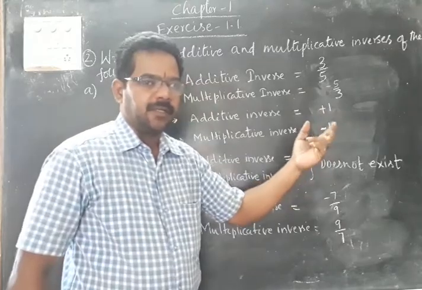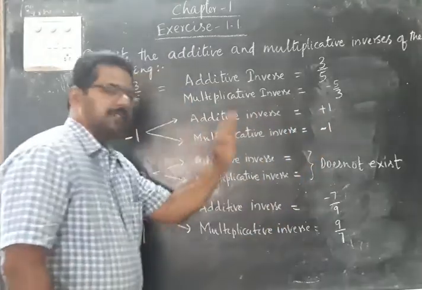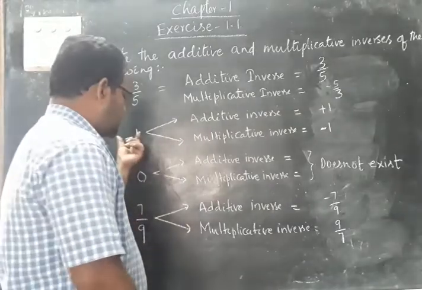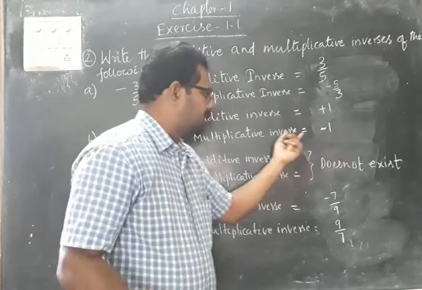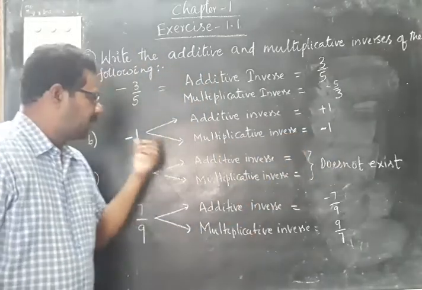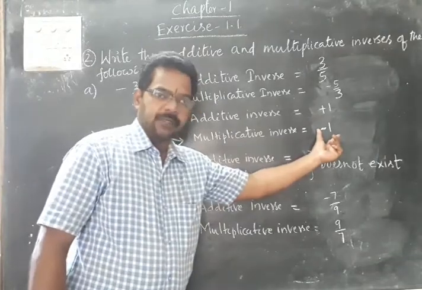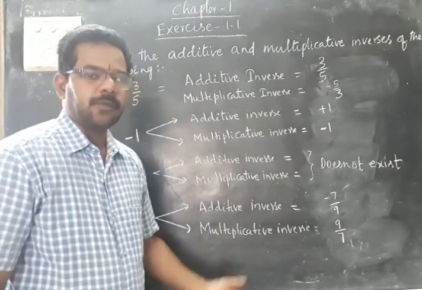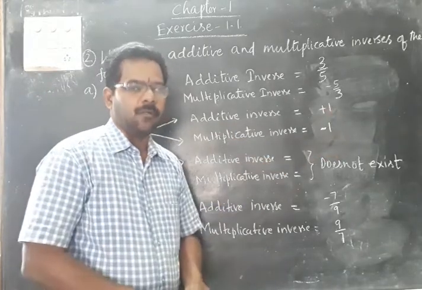If the addition of two numbers is equal to 0, then each one is called the additive inverse of the other. If you multiply the given number with any number and you get the answer 1, we can say that is the multiplicative inverse. Here minus 1 we have taken. Minus 1 into minus 1 is equal to plus 1. So we are getting 1. That's why the multiplicative inverse of minus 1 is minus 1.